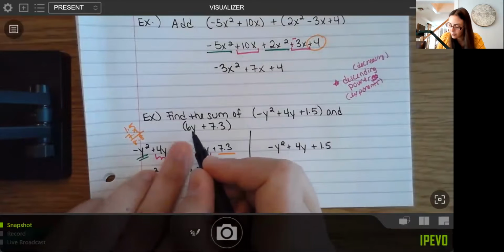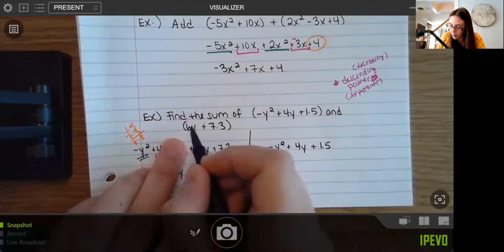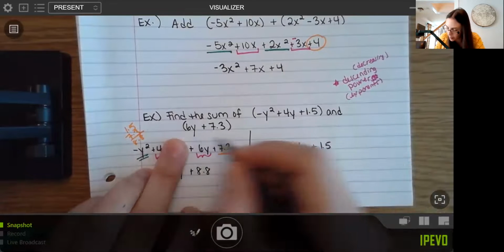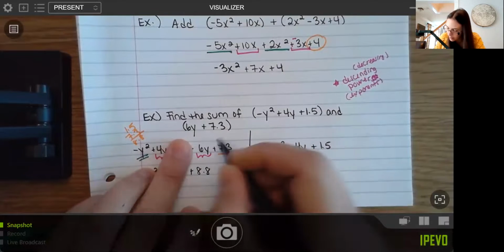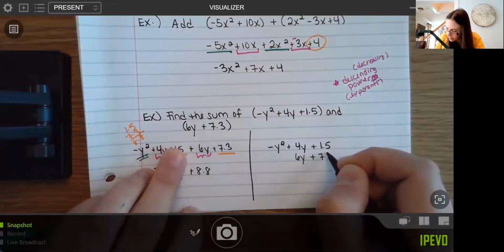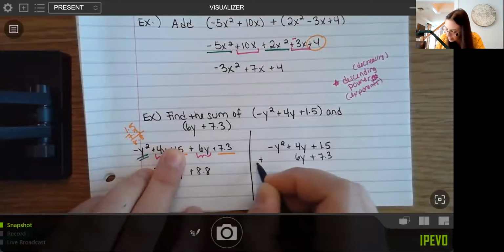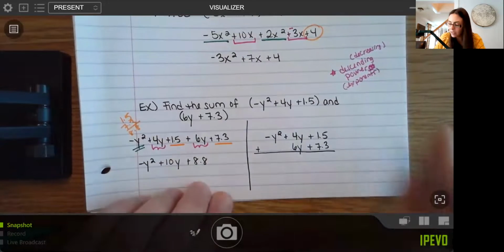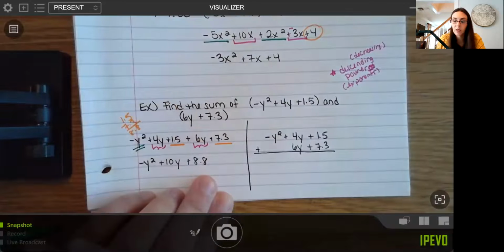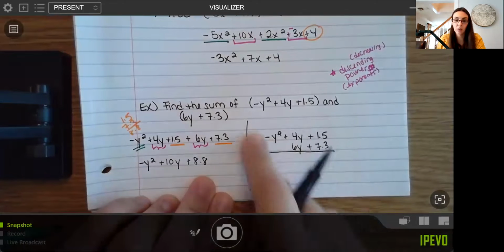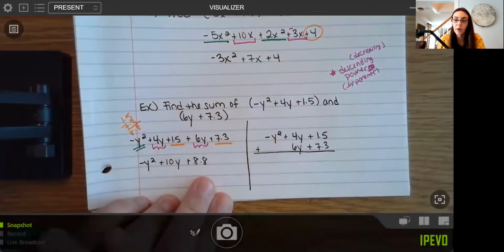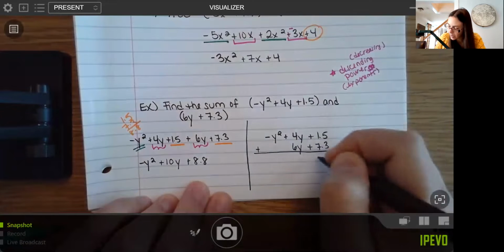So for my first polynomial, I'm just putting it up top, and then my second polynomial, I'm going to put it down bottom. So I have a positive 6y and then plus 7.3, and we're going to go ahead and add these. And then I just kind of go down the columns of my like terms. So you still have to recognize your like terms here and organize it. You also want to watch out for negatives, make sure you don't miss anything like that. And then you're just going to go ahead and add them up.